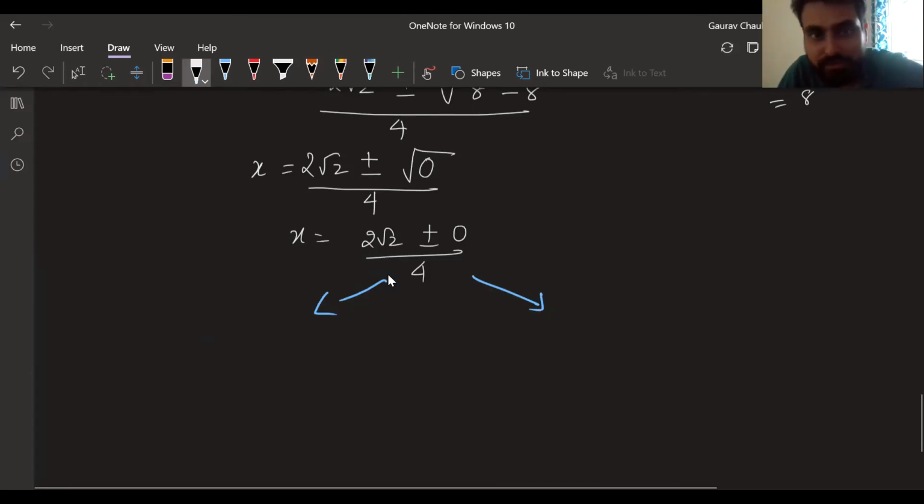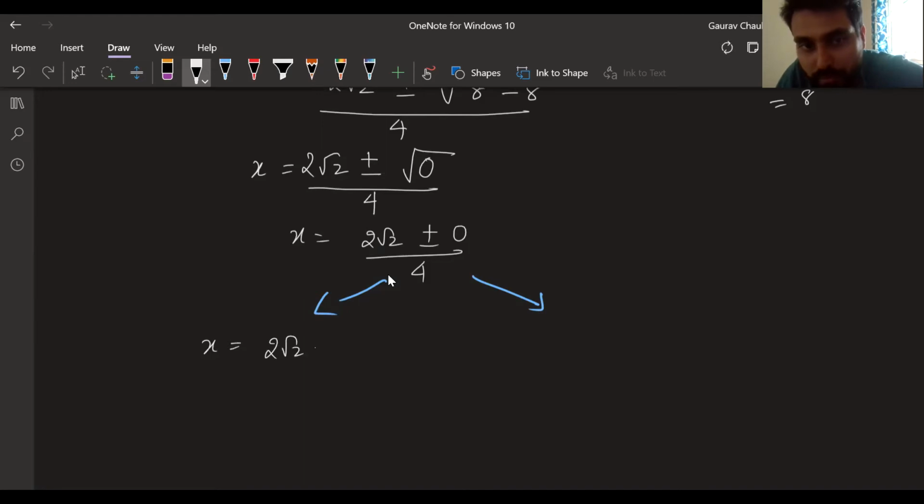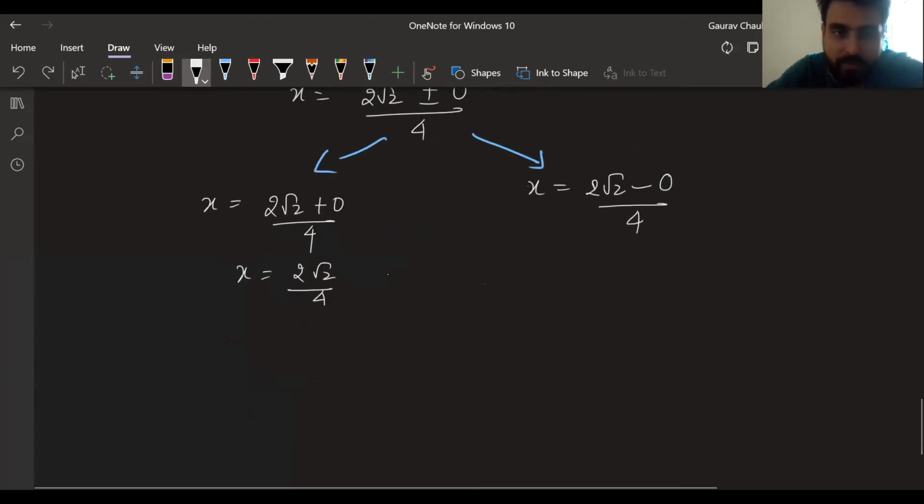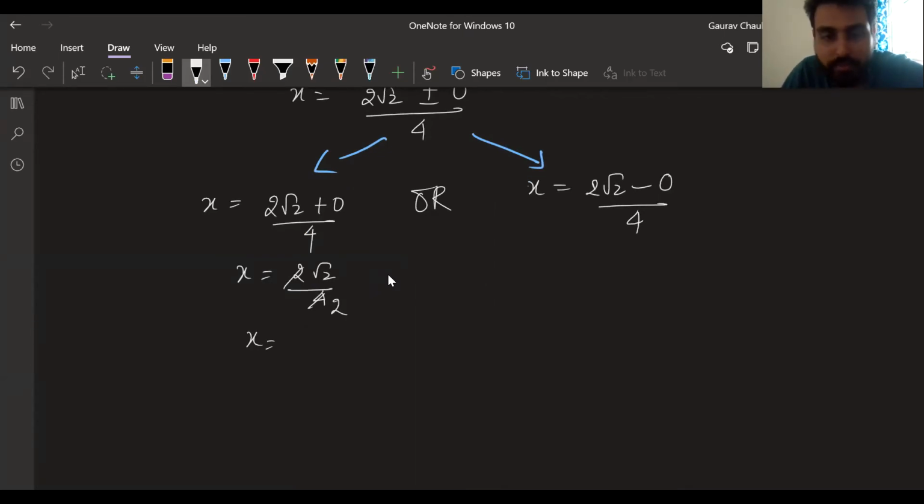Okay, let's see that. So I have x is equal to 2 root 2 plus 0 by 4, and x is equal to 2 root 2 minus 0 by 4. That's basically x is equal to 2 root 2 by 4. Let me finish the left one first. 2 and 2 cancel, 4 cancel, that's equal to root 2 by 2. You can leave it like this, the denominator is rationalized. Here also I have 2 root 2 by 4, this and this cancel, that's equal to root 2 by 2.